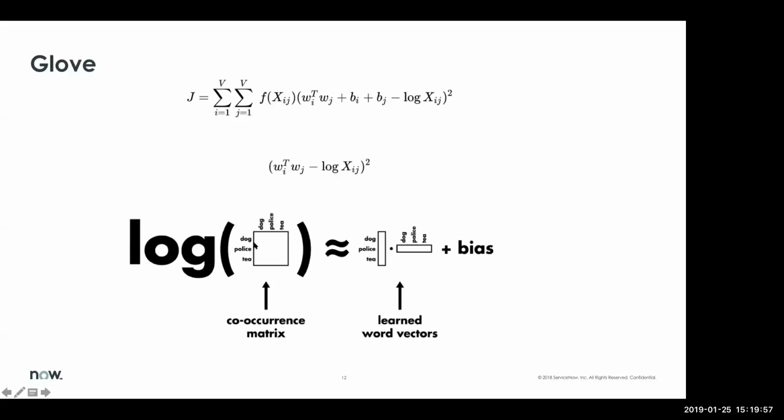So it will be pretty straightforward. First, it calculates the co-occurrence matrix, and it takes the log, to make it as close as possible to this product. So this vector times this vector will be close to this value, so that we can use these vectors as the word embeddings.